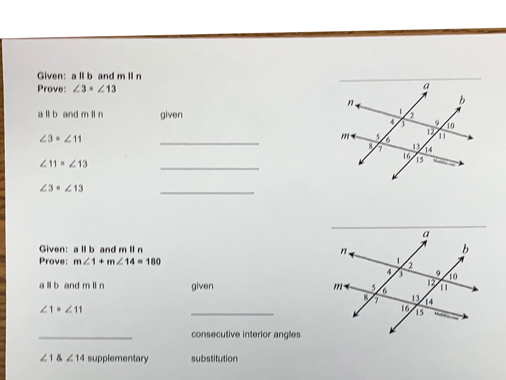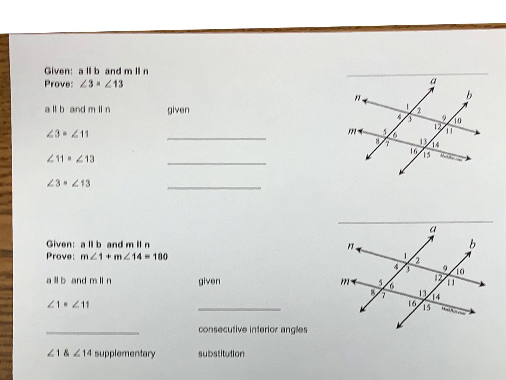All right, so we have the given already given to us. Both sets of lines are parallel according to what this says. So they went ahead and said that angle 3, well, I guess nothing else is given. So angle 3 is congruent to angle 11. How do we know that 3 and 11 are congruent?